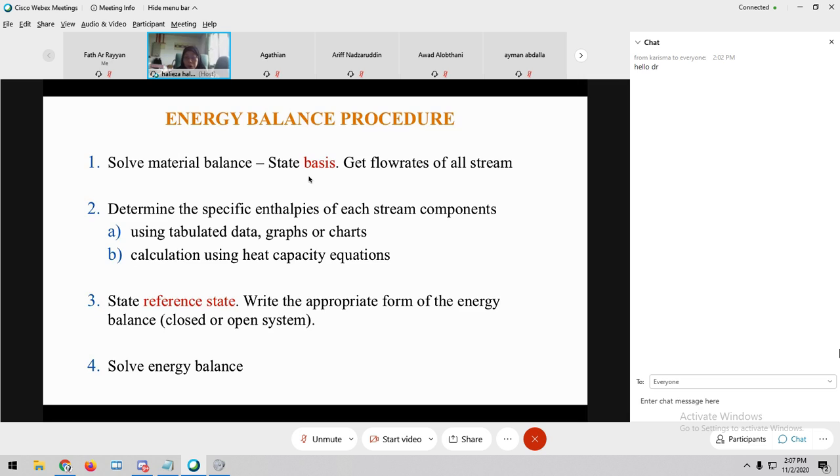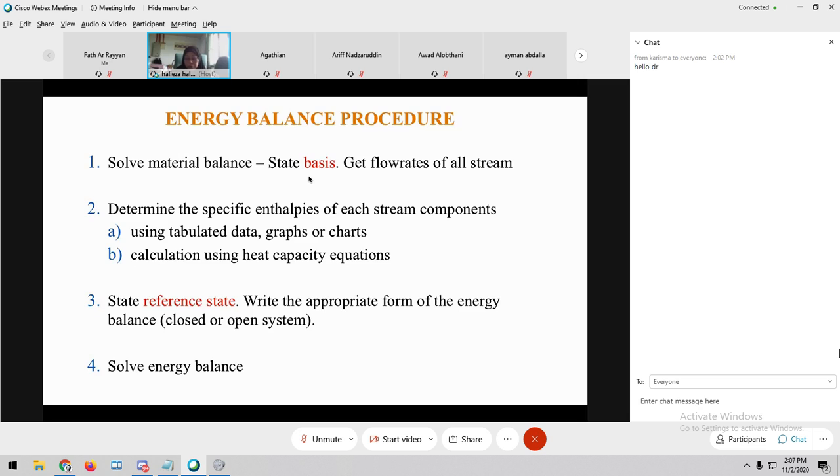Once you have drawn your block diagram, now you need to look at the system. Is it an open system? Is it a closed system? If it's an open system, write down the equation for it. And then, if you know that it's an open system, you need enthalpies. So if you need enthalpies, look at the system itself. Is there any available data that you can use? For example, from the appendix.